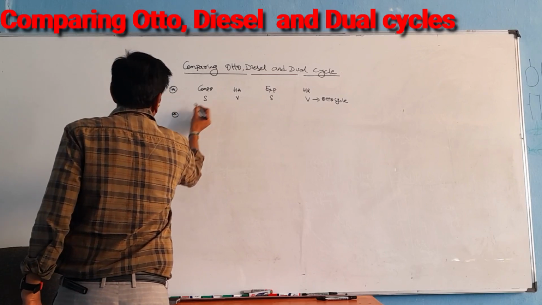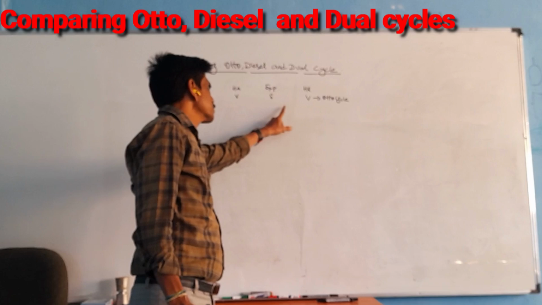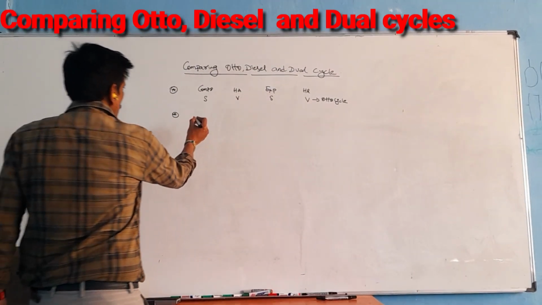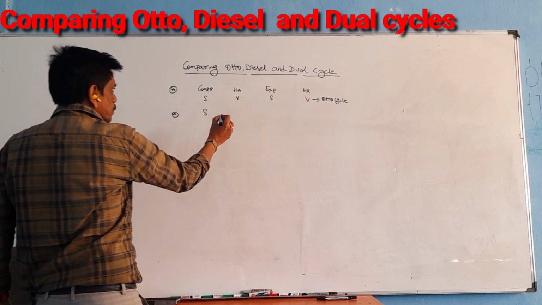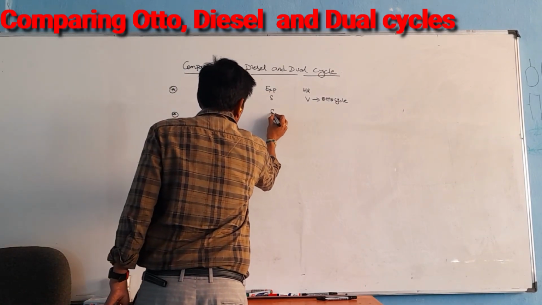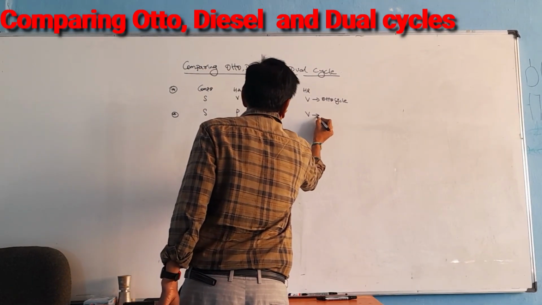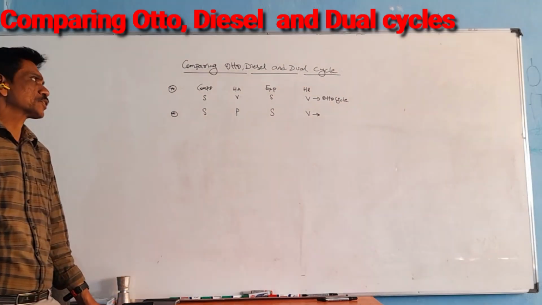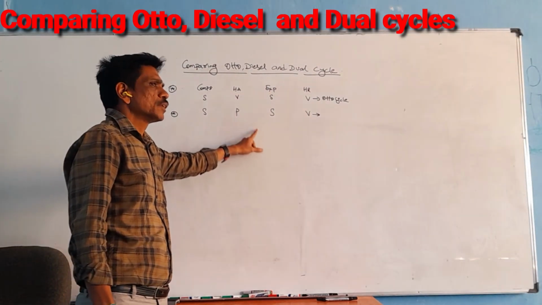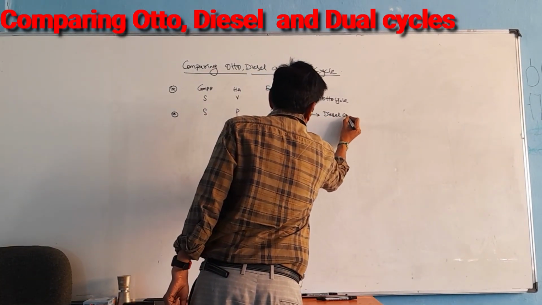Suppose it is the diesel cycle, the remaining operations are all the same except the heat addition. The compression is the isentropic compression. The heat addition is the constant pressure heat addition. The expansion is the isentropic expansion. And the heat rejection is the constant volume heat rejection. So the code to remember the diesel cycle is SPSV. That is the code for the diesel cycle.